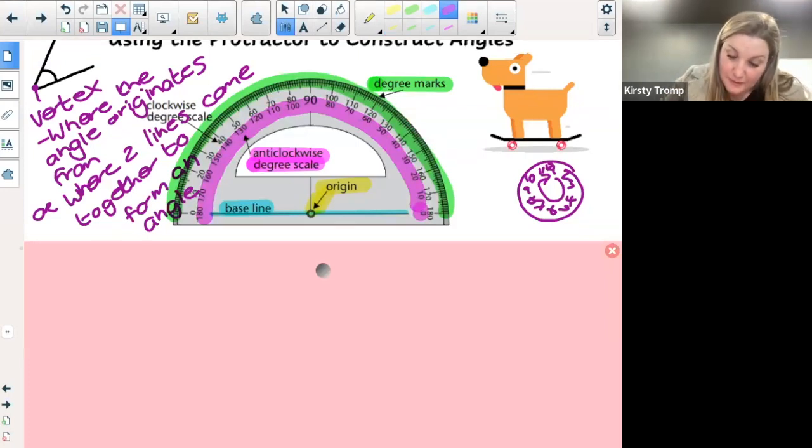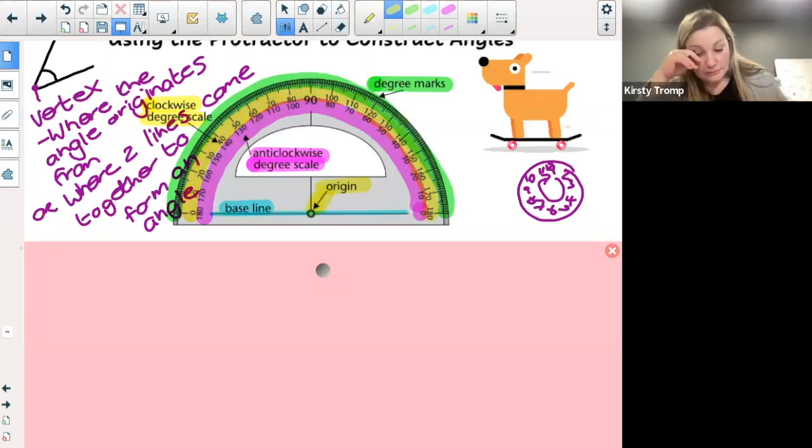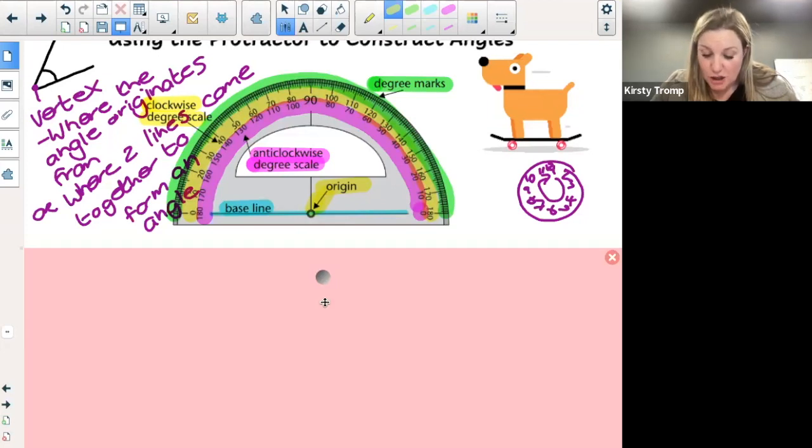And on the outside of those numbers, I've got my numbers that are going clockwise. So they're going from 0 all the way to 180. Okay. So that is what my protractor looks like. I'm going to move this page down a little bit so you can answer these questions in the meantime.